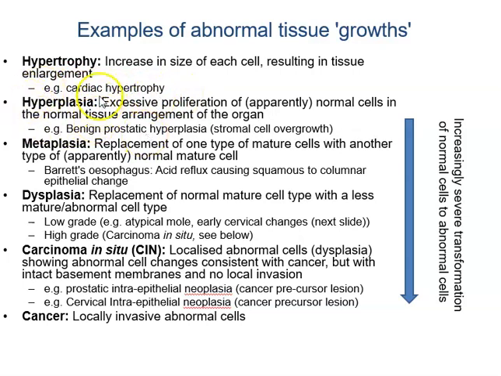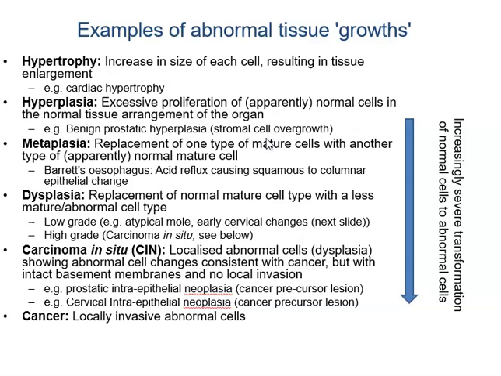We can then move on to hyperplasia, which is basically an excessive proliferation of normal looking cells in the normal arrangement of cells for that particular tissue. So we've seen benign prostatic hyperplasia. It's an overgrowth of the stromal cells. They're in the correct arrangement. The epithelium cell still looks like epithelium. That's in its correct arrangement. And the stromal cells are in their correct arrangement.